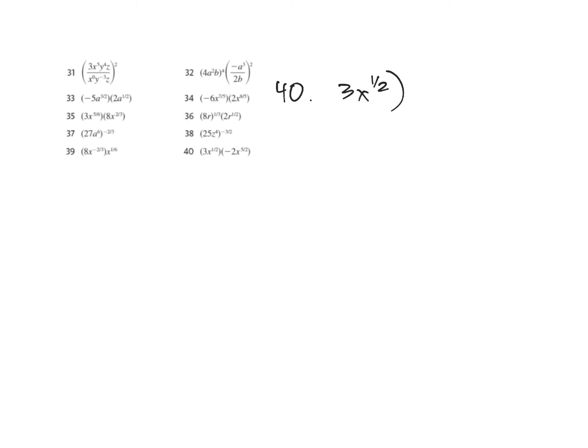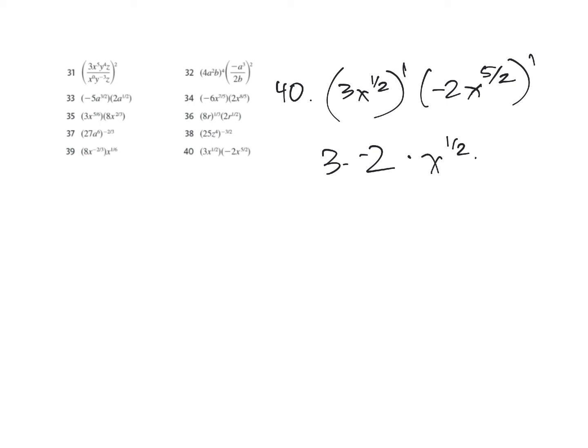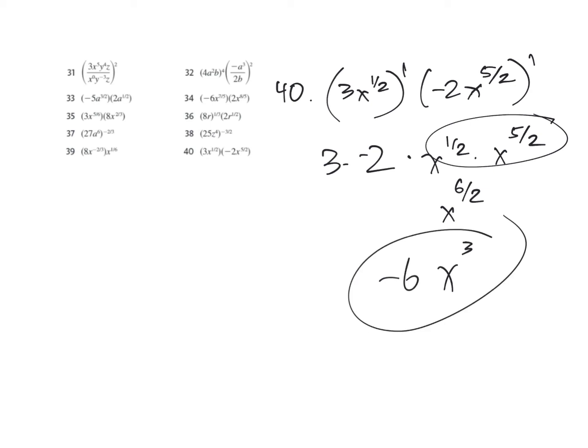3x to the 1/2 times negative 2x to the 5/2. Again, there's no exponents to distribute. So we'll take 3 times negative 2 times x to the 1/2 times x to the 5/2. When you multiply like bases, you add the exponents. That's x to the 6/2 or x cubed. 3 times negative 2 is negative 6. And that's your answer. Next slide.